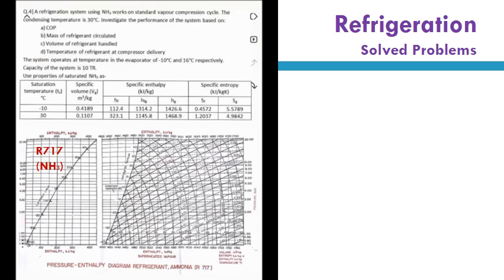So item D needs the discharge temperature, which is the maximum temperature to be recorded inside this cycle. The system operates at temperatures in the evaporator of minus 10 degrees Celsius and 16 degrees Celsius respectively. Capacity of the system is 10 refrigeration ton. Use the properties of saturated NH3, which is ammonia, as listed in the table shown on this slide.